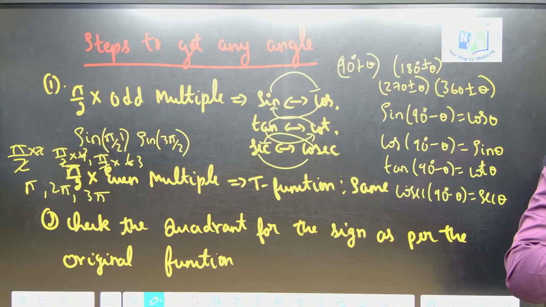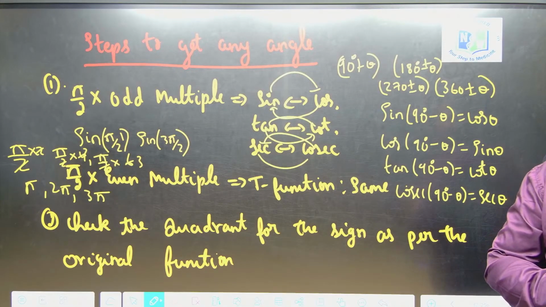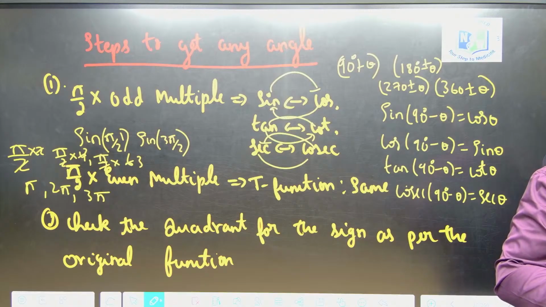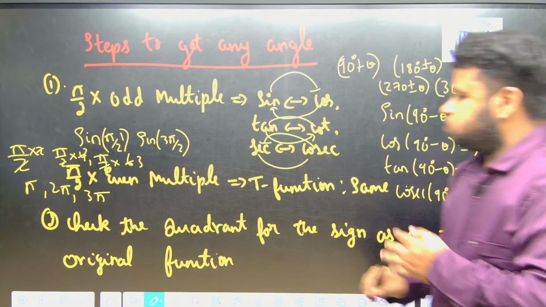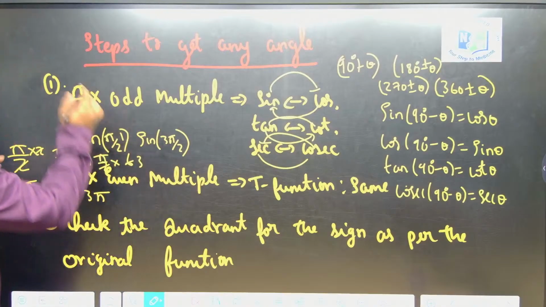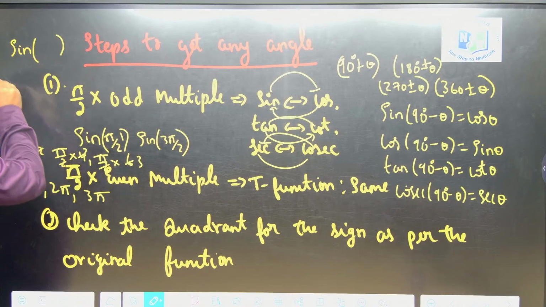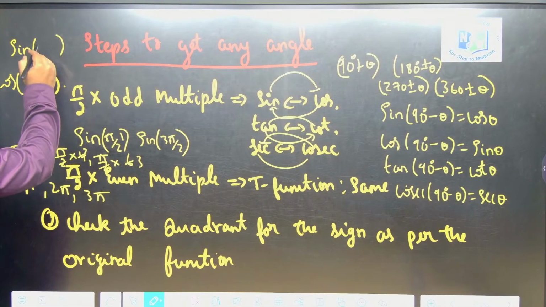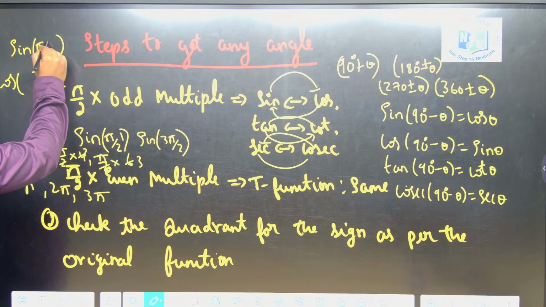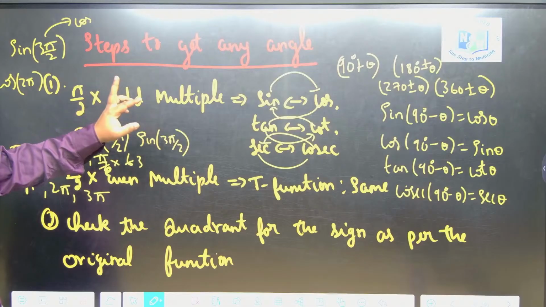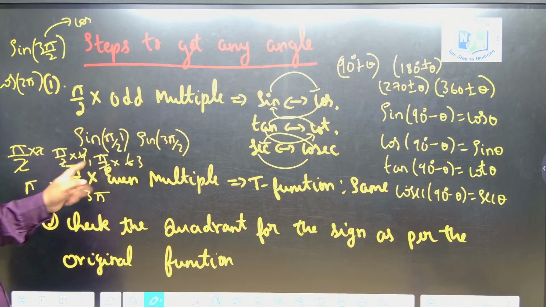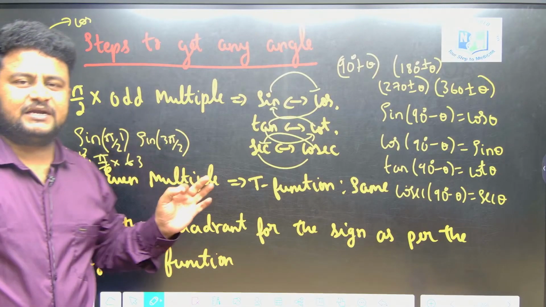If you have the angle as pi by 2 into an odd multiple or pi by 2 into an even multiple, what I am basically explaining is: sine of some angle is there, cos of some angle is there. Inside this angle we have pi by 2 into an odd multiple, which can be 3 pi by 2. For an odd multiple, sine will change to cos and vice versa, so the trigonometric function will change. When it comes to pi by 2 into an even multiple, the trigonometric function will remain the same.